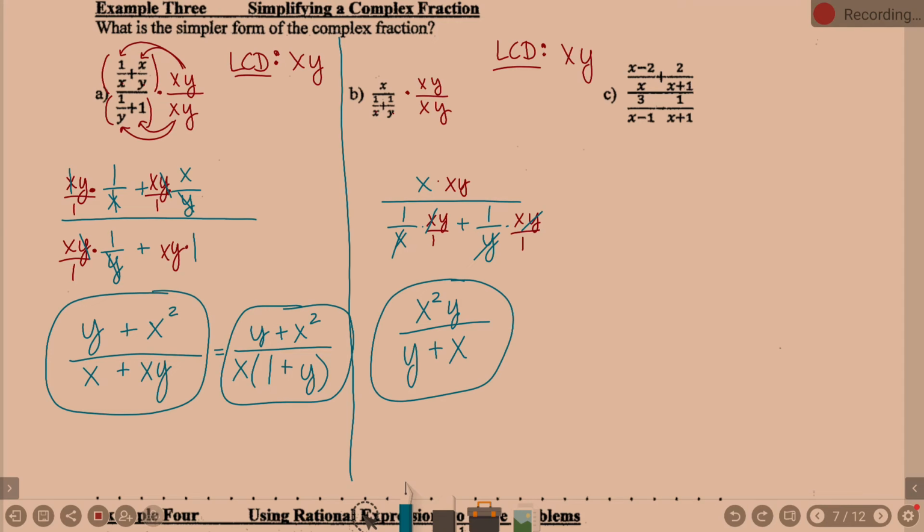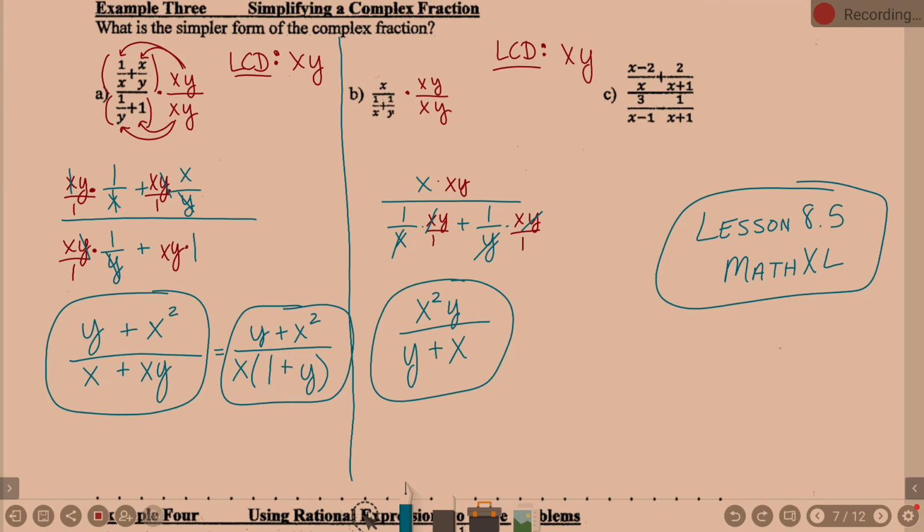Okay, I did not plan to do C. I did not plan to do the resistance problem at the bottom. So your homework, of course, is lesson 8.5 in Math Excel. Get it done for tomorrow. If you didn't get lesson 8.4 done, you need to go back and finish that up. No, go ahead.